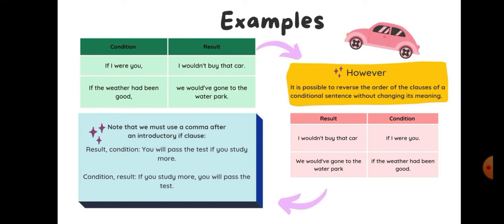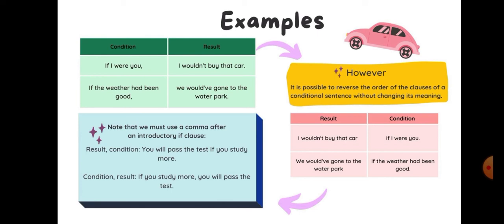However, it is possible to reverse the order of the clauses of a conditional sentence without changing its meaning. What I mean by that is you can swap the places of result and condition and still the meaning will remain the same. Here, I wouldn't buy that car if I were you. Or we would have gone to the water park if the weather had been good. Here, just by swapping the places, the meaning is still the same.